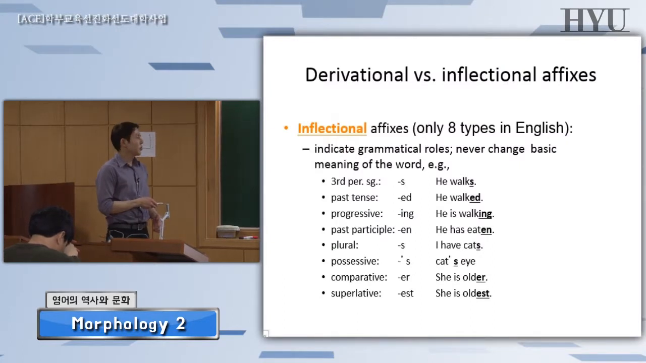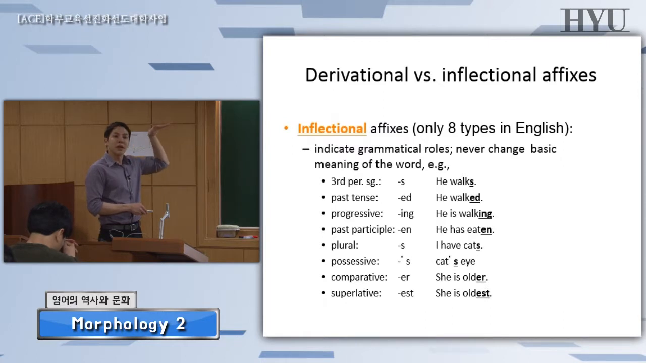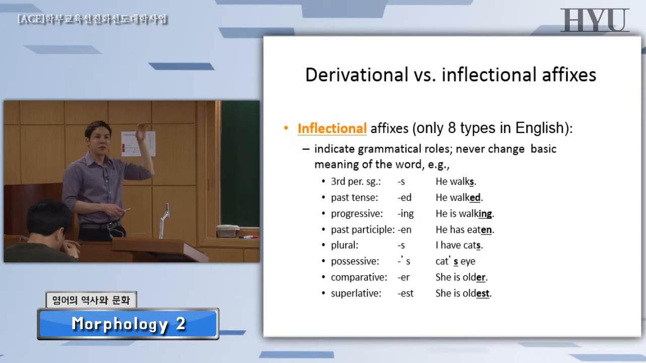So the first two are tense related. Next two are aspect related. And plural and possessive are used to mark nouns, right? Plural: how many? More than one. And possessive, you mark the noun in terms of possession: who owns what? And the last two, comparative and superlative, mark adjectives in terms of comparison. ER is one step higher, and superlative is like the highest step possible.